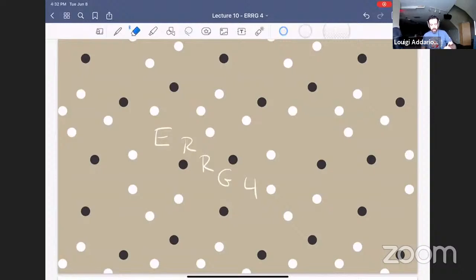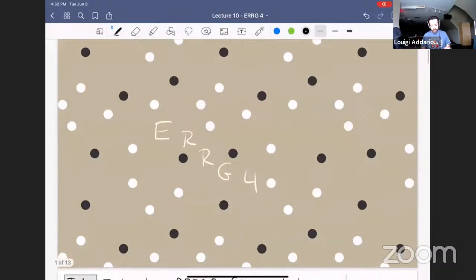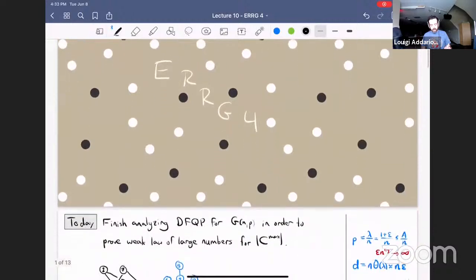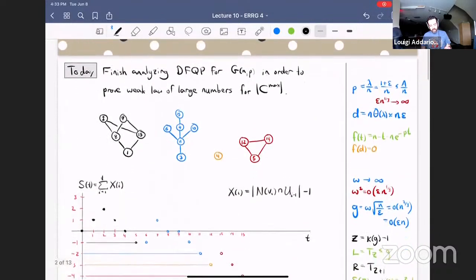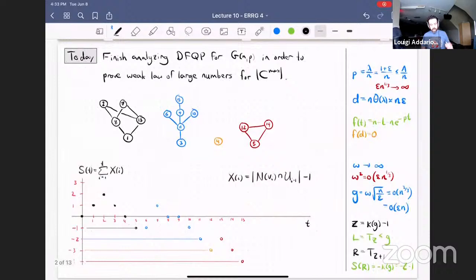So let me remind you where we were at. I know there's a fair amount of notation, but I'll try to keep things as clean as I can today. And we don't have a ton left to do, so we'll take it easy. Feel free to interrupt with questions if things are unclear, and I'll try to make everything as clear as I can. Remember, we were in the midst of analyzing the depth first queue process for G(n,p) in order to prove this weak law of large numbers.